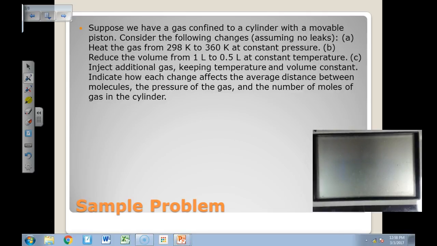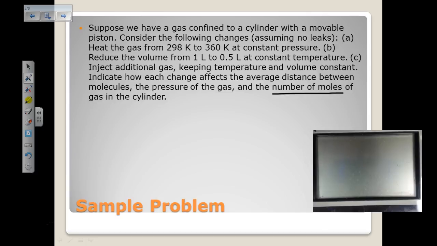Now for part C, it says inject additional gas. So what we've done is we've increased the number of moles. Notice that that's what this is. That one we already know, N has to increase because we've increased the number of moles. What's going to happen? V1 P1 over T1 equals V2 P2 over T2.